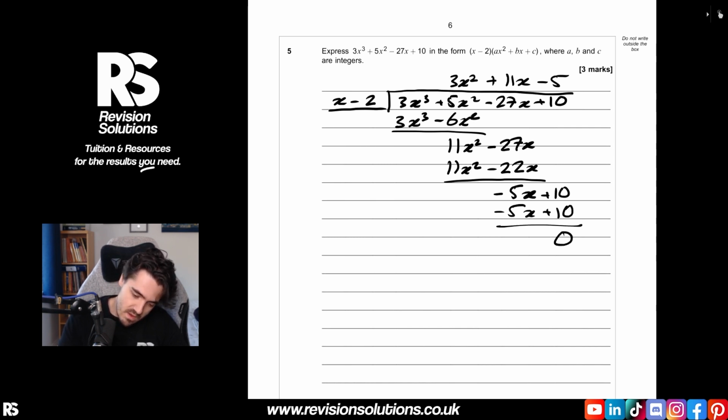So our cubic then factorizes to x minus 2, and then this is our other bracket here. So it would be x minus 2, 3x squared plus 11x minus 5.